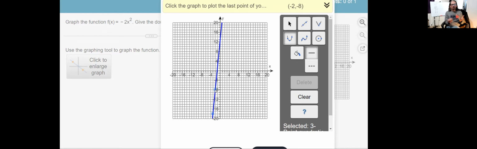It's still showing us a line, so it's expecting another point or two at least. So now I go over to the -1 comma 1. 1 times -2 is -2. So I'm going to plot -1, -2.